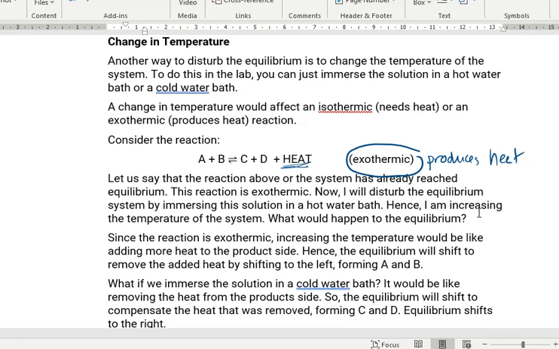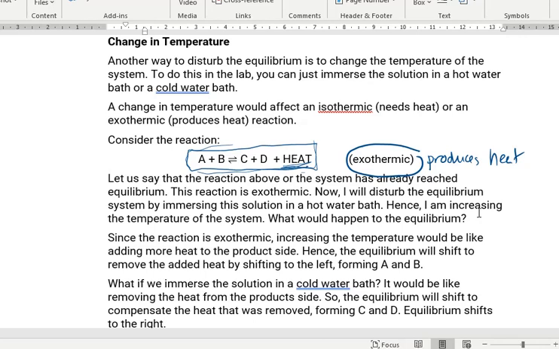Now, assuming this reaction has attained equilibrium, this is an equilibrium system. Okay? Now, I will disturb the equilibrium by immersing this solution. So, for example, it's in a flask, and then this flask, I immerse in a hot water bath. So, I'm increasing the temperature of this system. The system is this whole thing, including the beaker that contains it. So, I am increasing the temperature of the system.